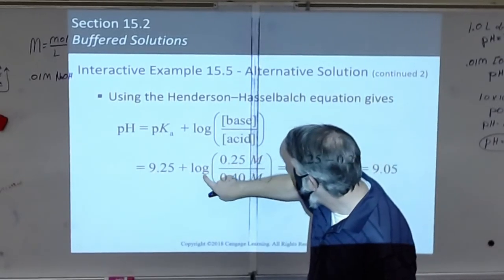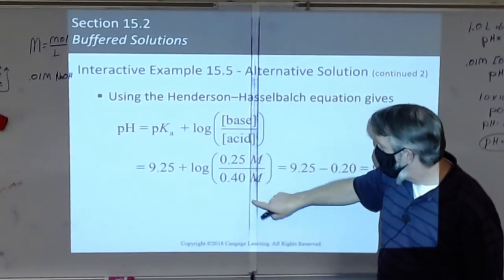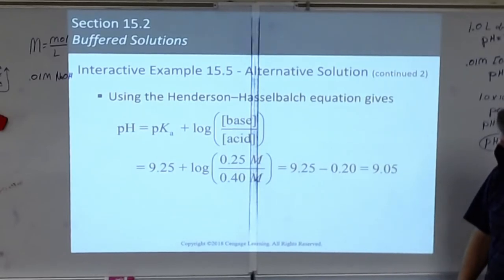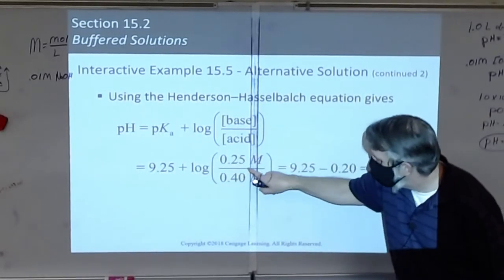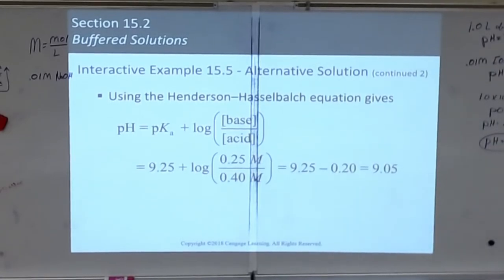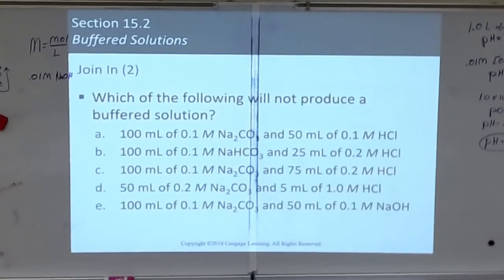Okay, and then I'm going to do the log, and I've got to remember it's base over acid. So there's my molarities. And then I've got to subtract out this number here, right? Because that's going to end up being a negative number. So again, Henderson-Hasselbalch, that way if your general chem teacher 2 years from now asks you why your teacher never taught you, you can say, well, he did, we just didn't use it. All right, here we go.